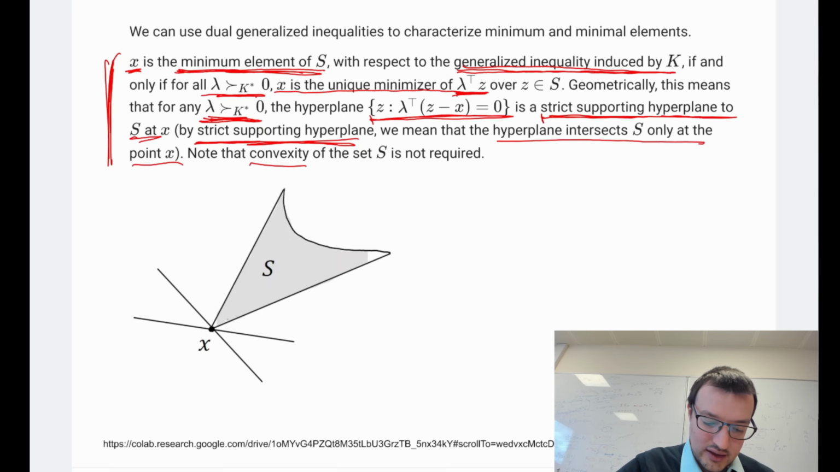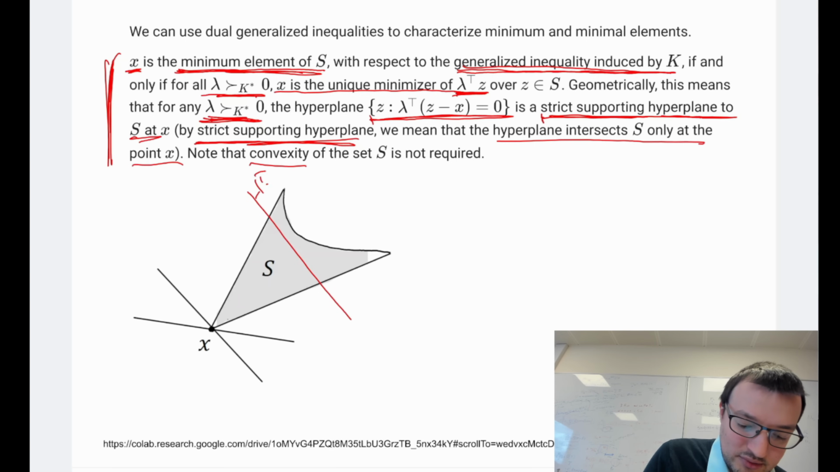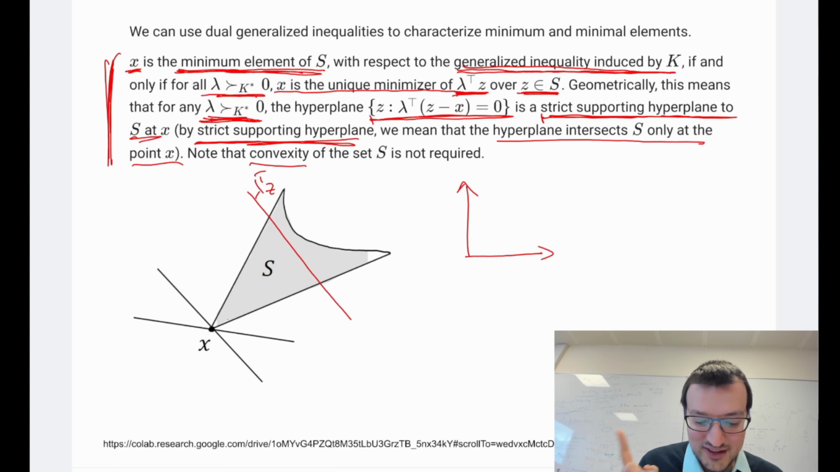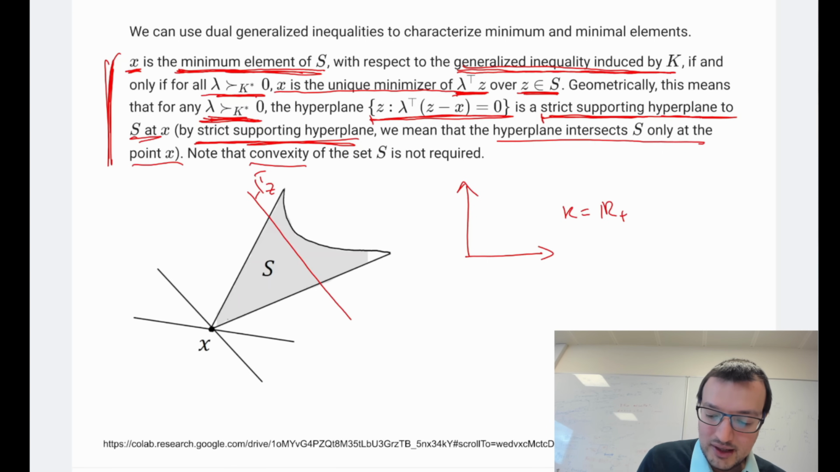Well, let's consider, for instance, this hyperplane, lambda transpose Z, and then we want to minimize it over the Z belonging to S. Of course, if we are minimizing, we also need to specify the cone, otherwise we don't know what that means. In this case, we are minimizing with respect to the cone K, which is R plus squared.